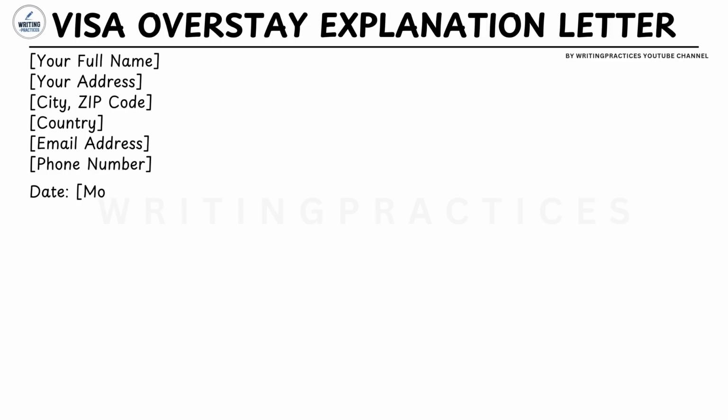Date. Next, include the date you're writing the letter. This ensures that the immigration office receives an up-to-date explanation. Use a clear format, such as April 15, 2025, to keep it professional and easy to read.